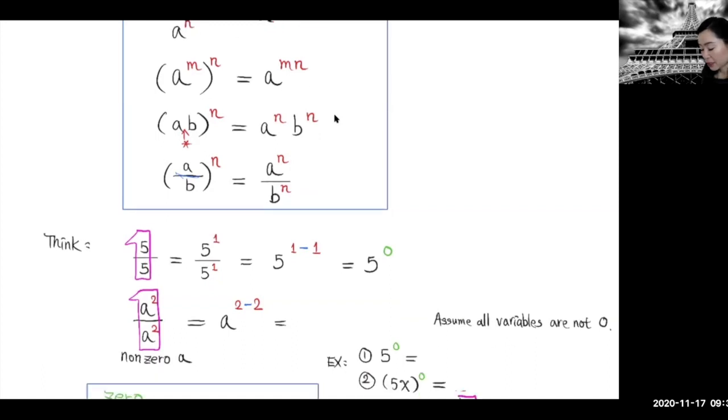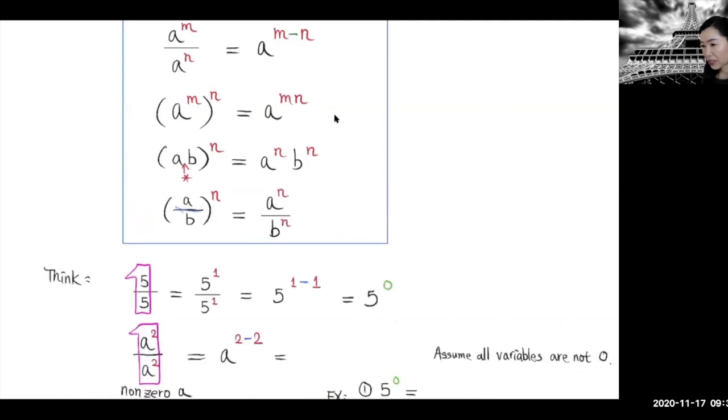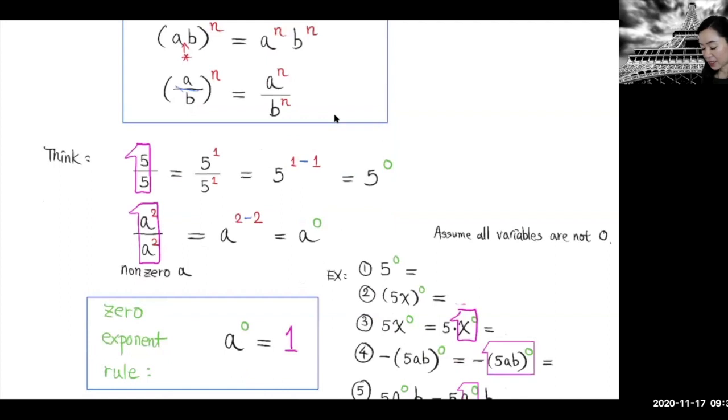Similarly, suppose we have a to the second power over a to the second power, for non-zero a. Dividing this, we get 1. Now using the quotient rule, that is equal to a to the, we subtract the exponents, 2 subtracting 2. So this will be a to the 0 power. And now you discover a to the 0 power is equal to 1. So this is called the 0 exponent rule.